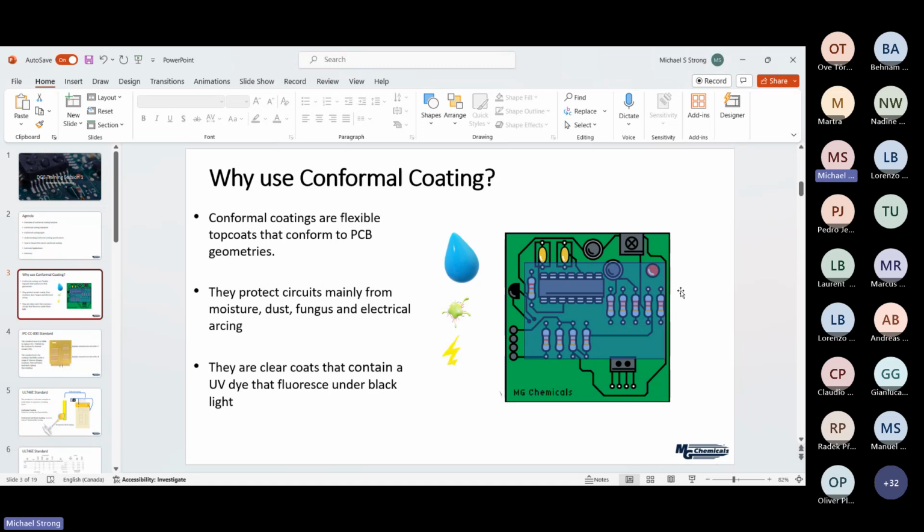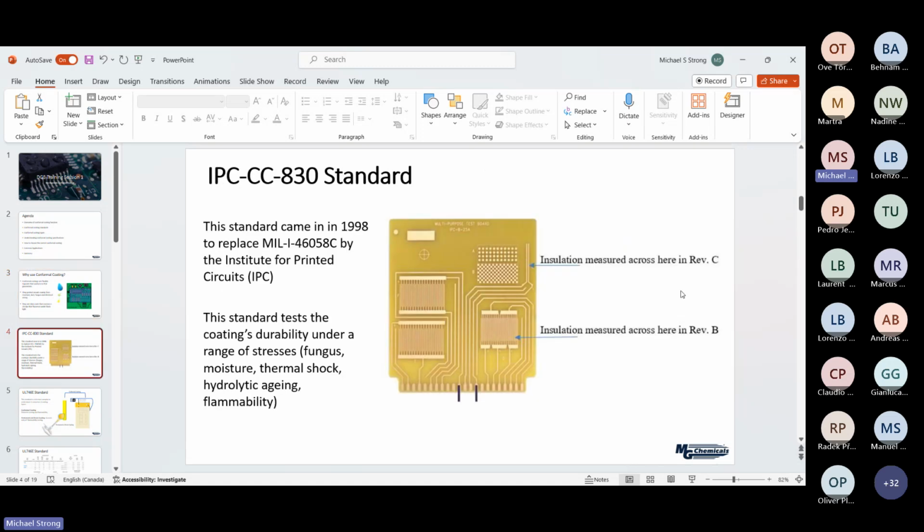Now, if we look at the different standards, the one I'm going to start with is the IPC CC 830 standard, or the Institute for Printed Circuits. Now, this standard was adopted from what was a military standard. That's the MIL-I-46058C. Okay, and it came into effect in 1998.